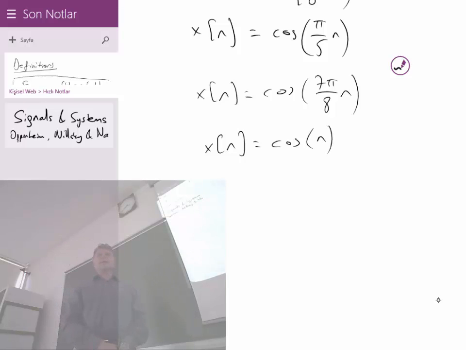x of n is equal to cosine n. Hmm? 0. Period is 0. What do you mean? Well, the period looks like 2 pi, yeah? Okay. So what is the multiple of that number that becomes an integer? 2 pi is not an integer number. It's like 16 over 7. 16 over 7 can be multiplied by 7 and then you will have 16. So it's 2 pi. Multiply it by something to get an integer. What is that integer?